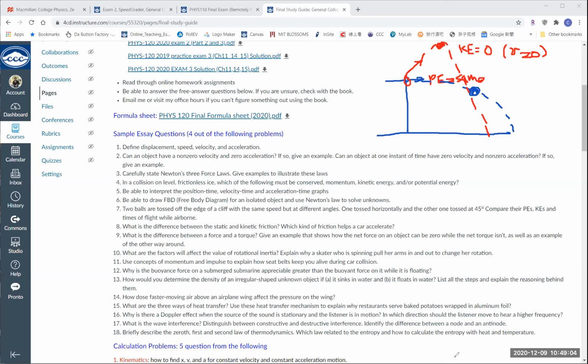Okay, number 8, what's the difference between static and kinetic friction? Which kind of friction helps a car accelerate? We have two kinds of friction, one static, one kinetic. When things are moving, you only use the kinetic friction. Static friction is normally the maximum static friction that we're looking for. The maximum means unless you apply a force that is greater than that amount, the object will not move.